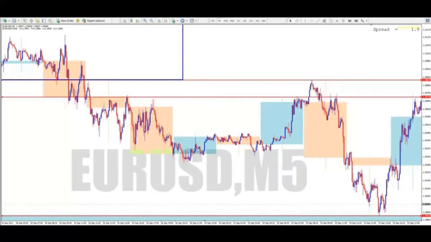And then price breaks this demand here. Down it comes, engulfs that demand, and back up again. It comes up to the decision to break through that demand right here, and down it goes.